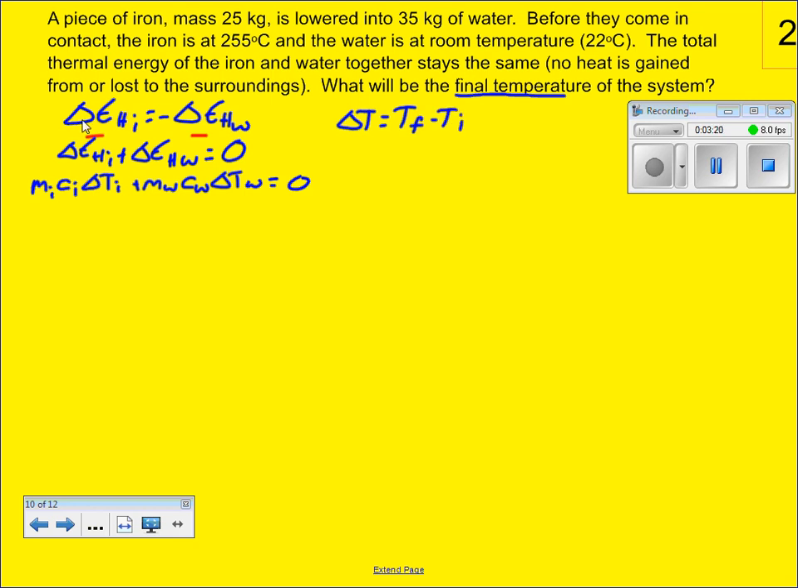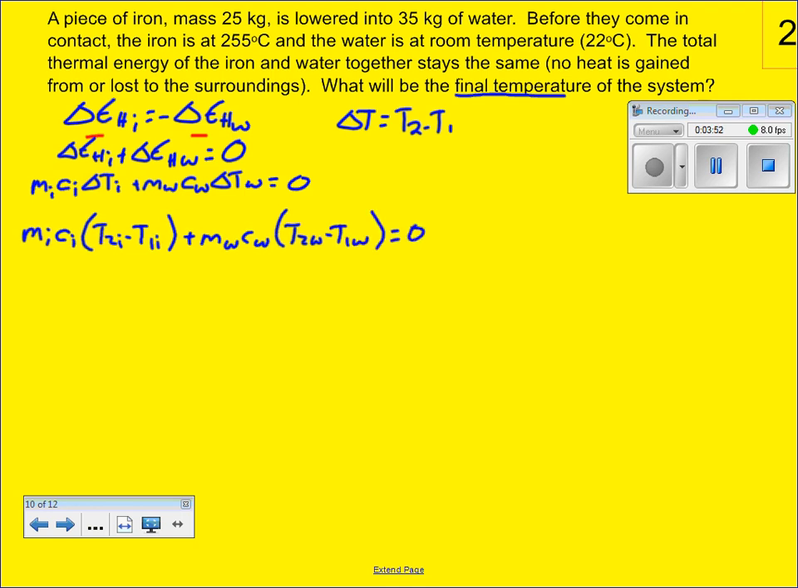And let's call it instead, because we're using I for iron, let's say T2 minus T1. So let's replace these delta T's with that. So M_I, C_I, (T2 iron minus T1 iron), plus M water, C water, (T2 water minus T1 water), equals 0. So now we have the value we're solving for in the equation.